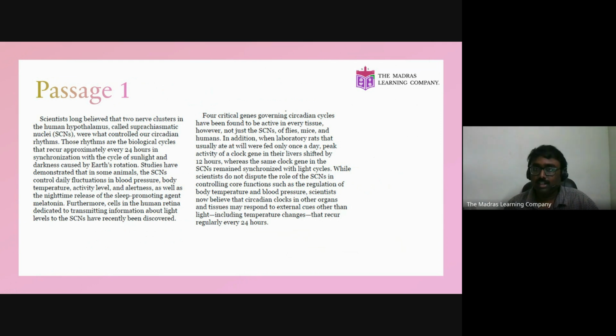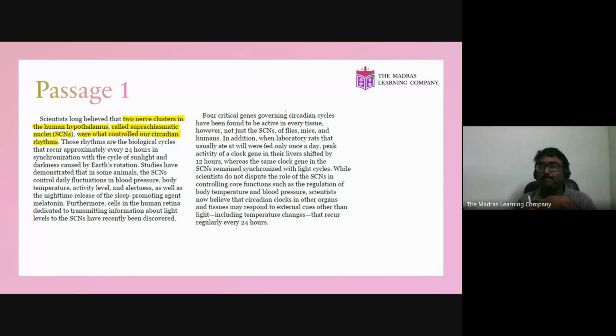So we have the first paragraph, first sentence. I have to read the first sentence for sure. So I'm going to read it. It says, scientists long believed that. The moment I see that, I should read what's coming after that, right? That 2 nerve clusters in the human hypothalamus called suprachiasmatic nuclei were what controlled our circadian rhythms.